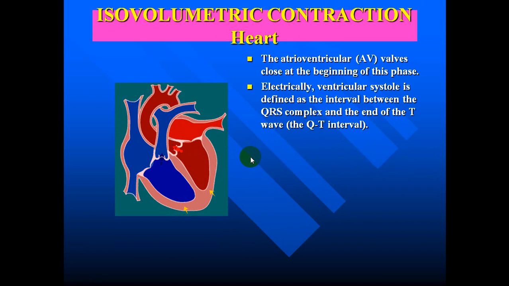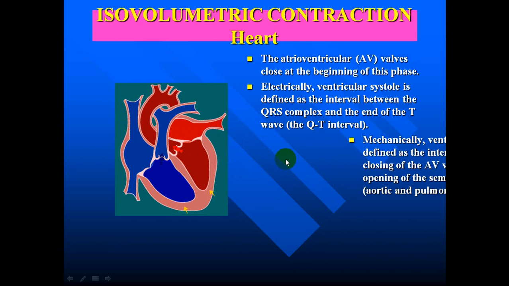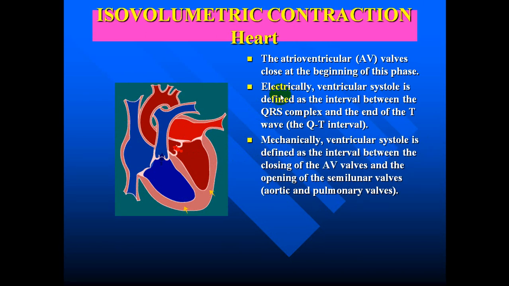Electrical ventricular systole is defined, as we see, from the QRS complex, from the beginning of the Q to the end of the T wave, what is called the QT interval. What is the mechanical meaning of ventricular systole? It is defined as the interval between closing of the AV valve and opening of the semilunar valve, while electrically it is the interval between the QRS complex and the end of the T wave, which is the QT interval.